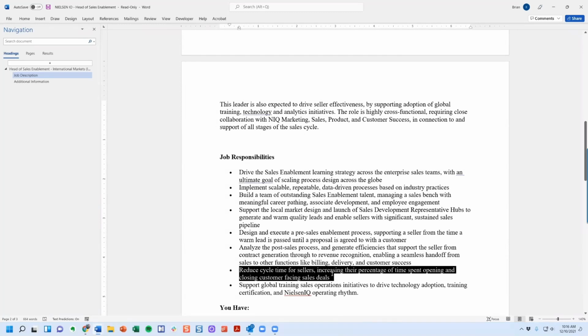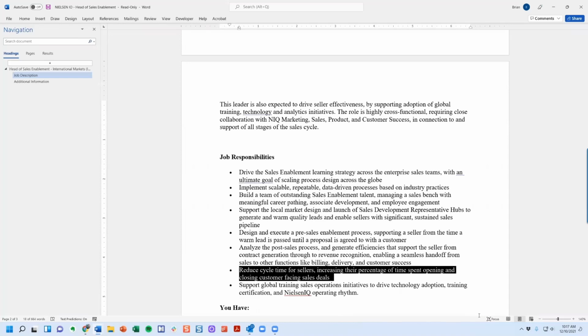Reduce cycle times for sellers, increasing the percentage of time spent. How do they track that now? Usually they're not. It sounds good on paper, but it's really hard to track. So one of the things you'd want to do is build a dashboard. How would you measure this? How would you visualize it? In year one, build a dashboard, show them. So maybe you need to have an analytics person on your team, maybe a Six Sigma process person, maybe a learning and development architect. But this is an efficiency and effectiveness productivity function.